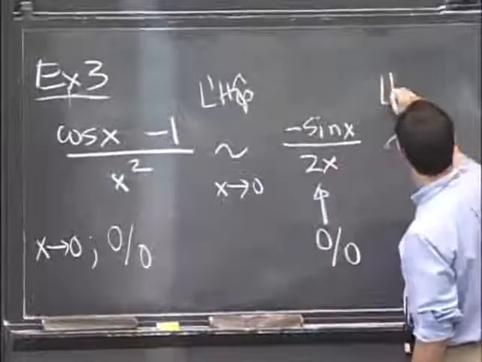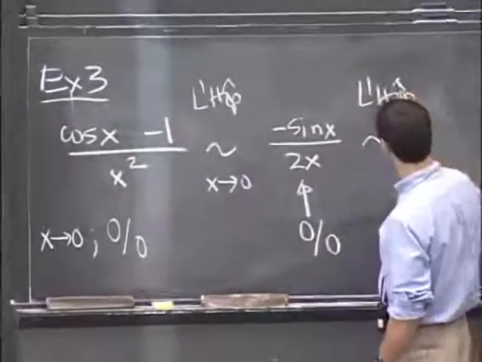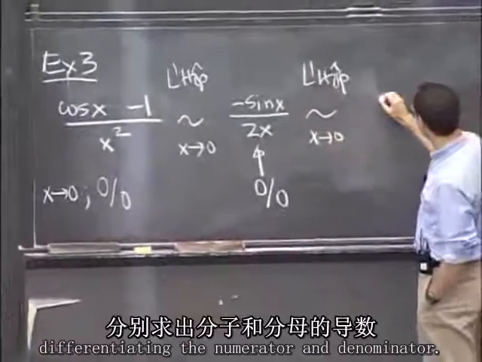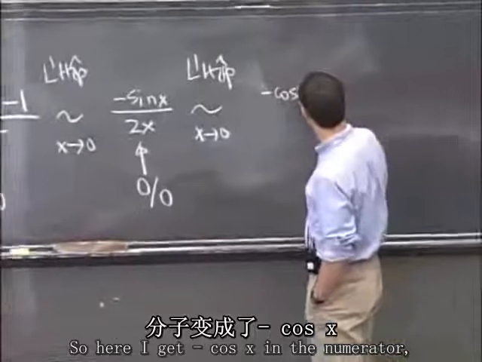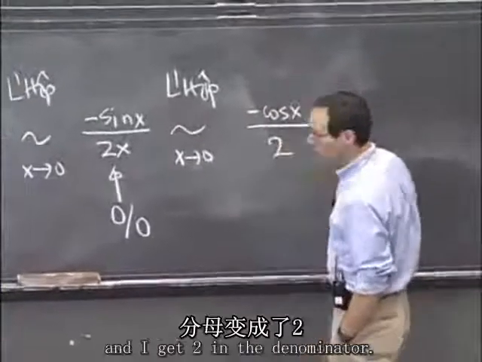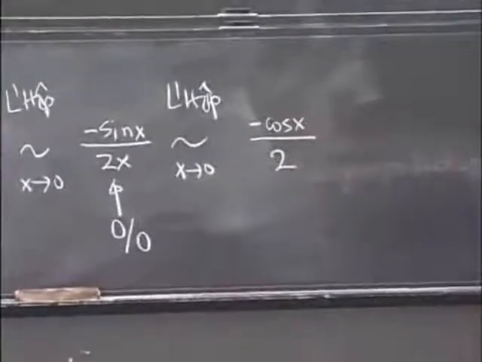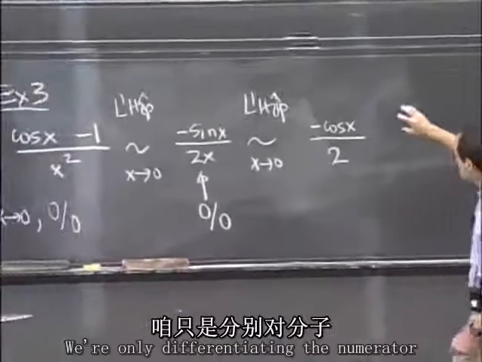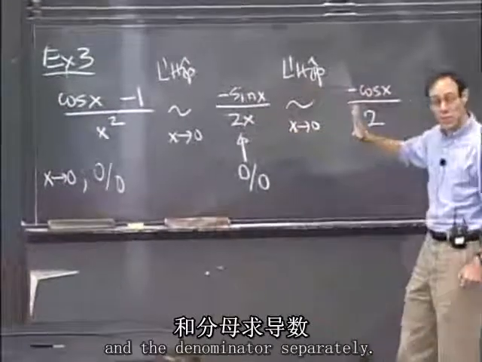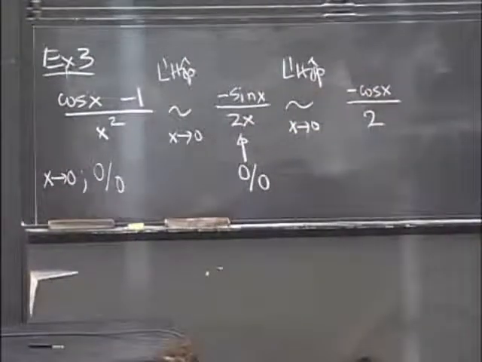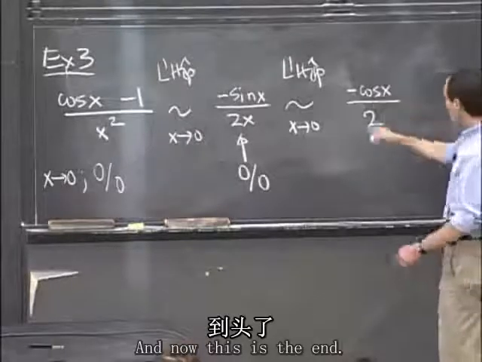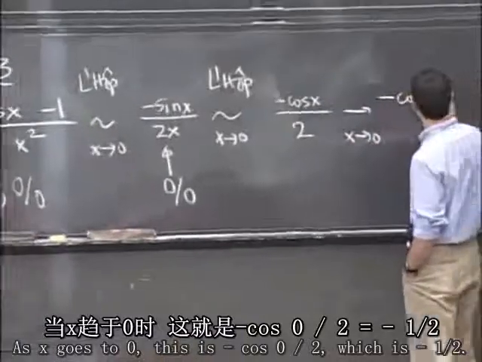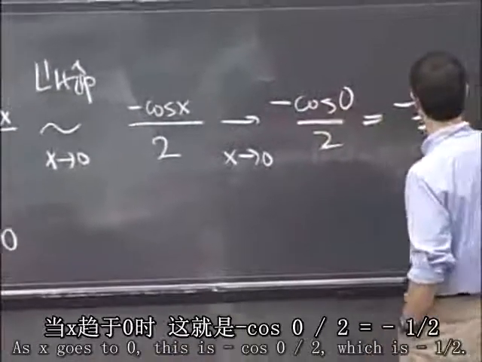Okay? And as x goes to 0, this is the same thing as, again, differentiating the numerator and denominator. So here I get minus cosine x in the numerator, and I get 2 in the denominator. Again, this is way easier than differentiating ratios of functions. We're only differentiating the numerator and the denominator separately. And now, this is the end. As x goes to 0, this is minus cosine of 0 divided by 2, which is minus a half.